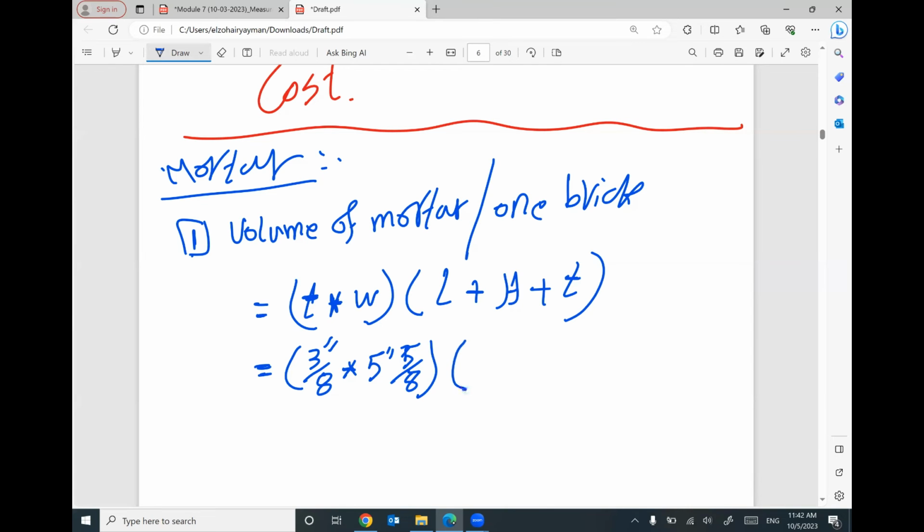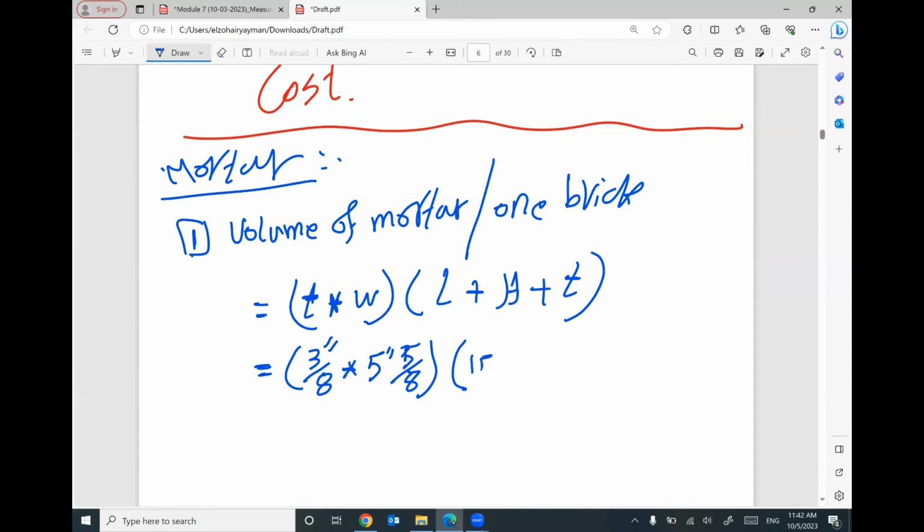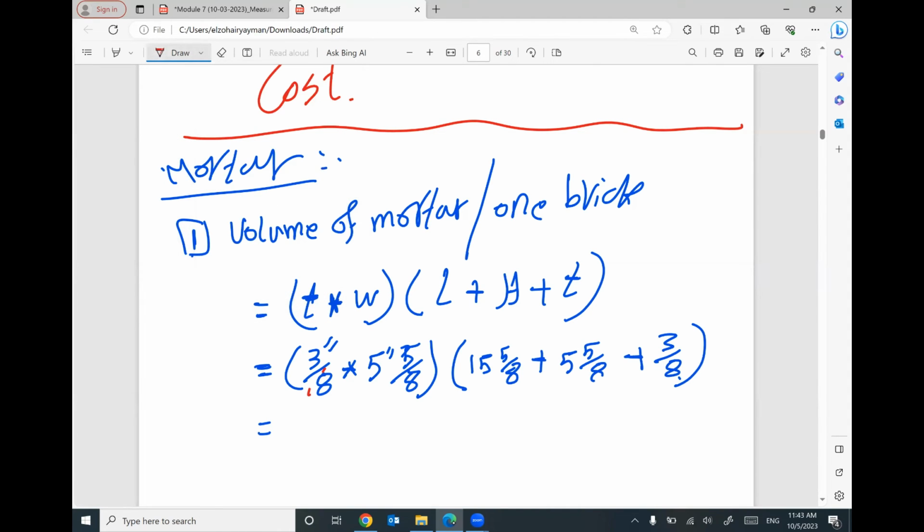The length of the brick is given by 15 5/8. The height is given by 5 5/8 and the thickness is given by 3/8. To make life easy, I prefer to convert these numbers to decimal. The life will be easier.